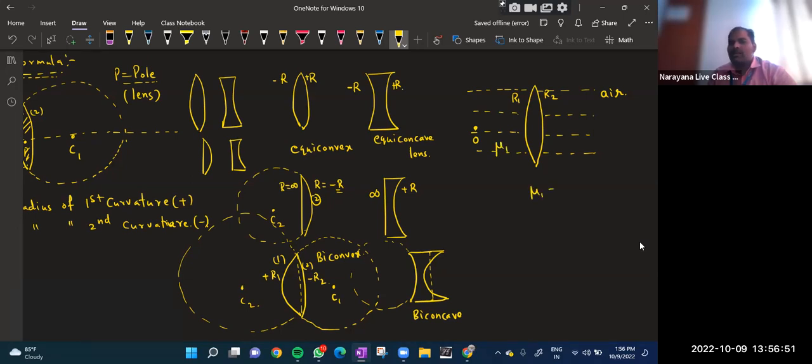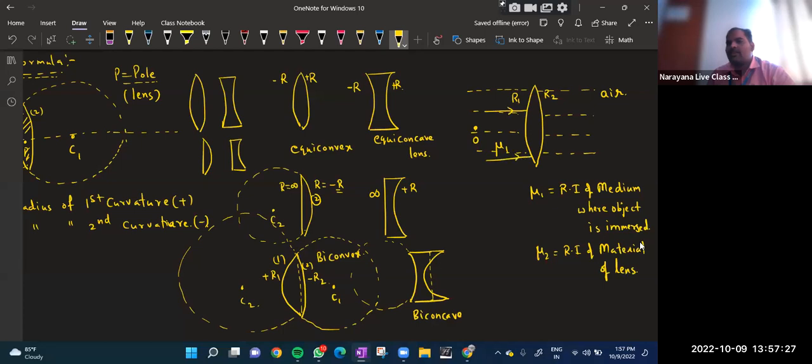So, mu one is what here? Refractive index of the medium where the object is immersed. What is mu 2 here? Refractive index of the material of the lens. Kindly say yes or no. Material of a lens. And if the object is very far, what will happen?